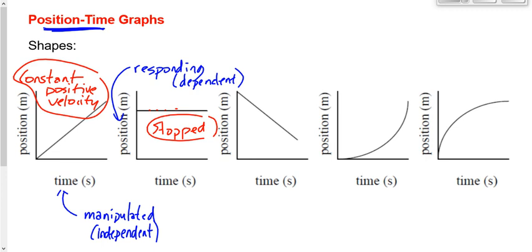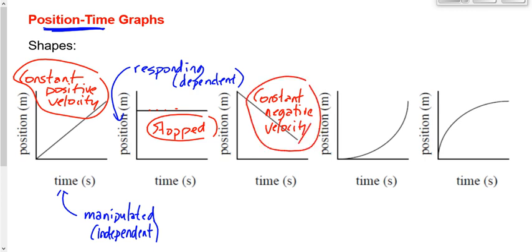Now, the third one, it's also a straight line. Is this a constant velocity? Yes, it is. This one, though, you can see the position is decreasing. So you're getting back closer to where the reference point is. We would say this is a constant negative velocity. What does that really mean? It doesn't mean necessarily that you're physically going backwards. It means you're going back to the starting point.